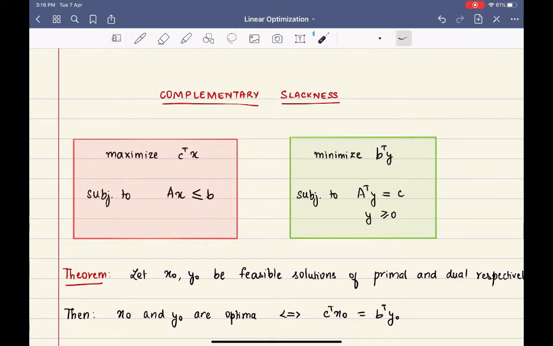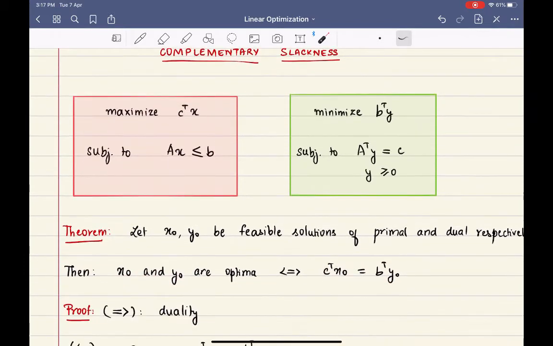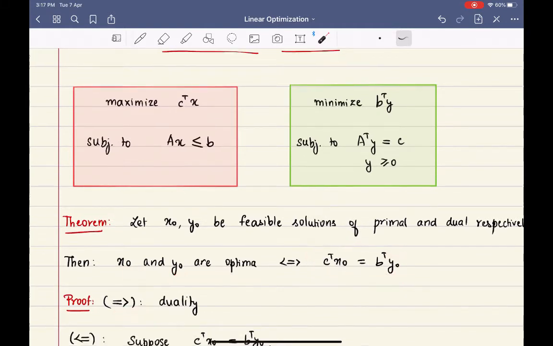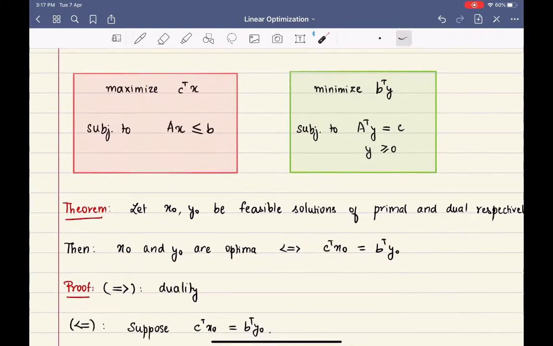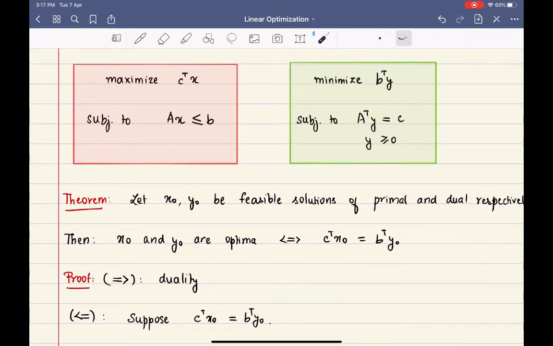This essentially comes from duality. So it just says that if I take two solutions, if it turns out that C transpose x0 equals B transpose y0, then they are the optima. And similarly, if we take optima, then the costs are the same. So this direction is directly from duality. It just says that the optima of the primal and dual are the same, the costs of the optima are the same. For this direction, it again follows from duality with just a few more steps.